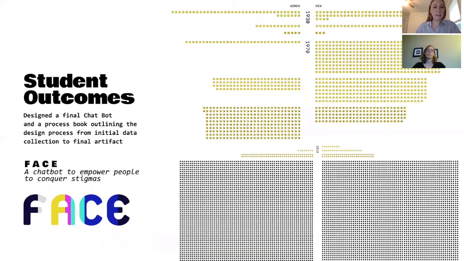Using the data that they collected, they generated this data visualization, which is just a small portion of it. It was actually quite large, but it does not all fit on the slide. And this data viz actually used different emojis to illustrate the smiling rate. They came to a simple conclusion that men smile in photos less than women. That conclusion inspired their chatbot FACE, a virtual assistant that empowers both men and women to subvert various stereotypes.